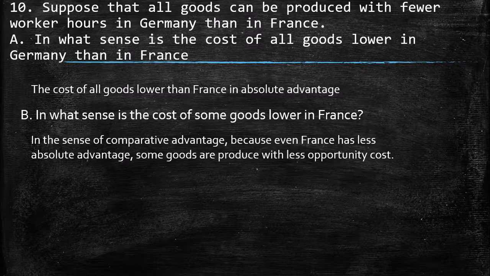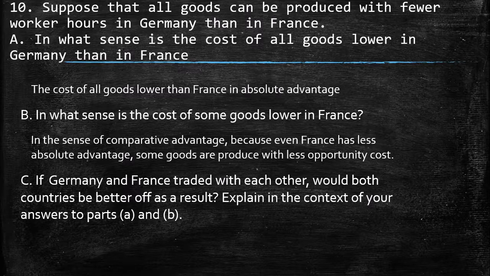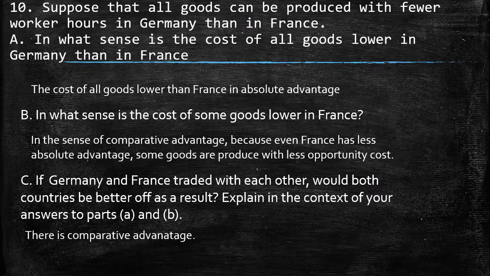If Germany and France traded with each other, would both countries be better off as a result? Yes, absolutely. They are going to be better off because, as we saw before, even if one country has the absolute advantage in each good, the opportunity cost is the inverse. Afterwards you will see how the comparative cost for some goods is going to be cheaper in France because of the opportunity cost.